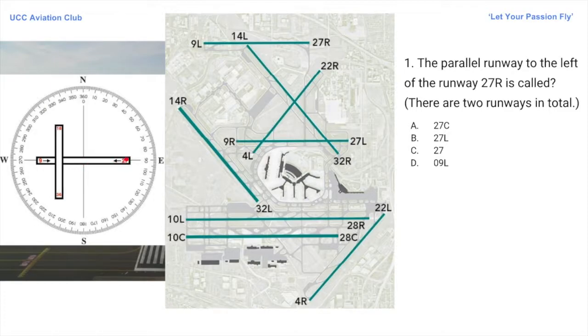So 27 means when you're seeing from right to left, or from one end of the runway to the other end, you're facing 270. If it's 9, it means that you're facing 090. So these two numbers, 9 and 27, are always a pair. And also similarly, 18 and 36. So the answer is B, 27 left.